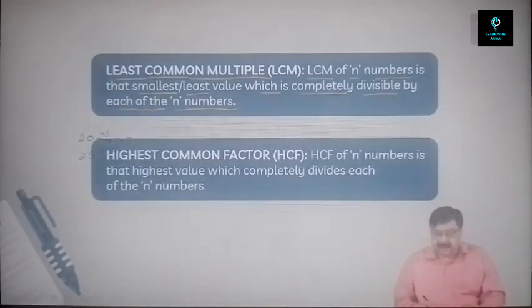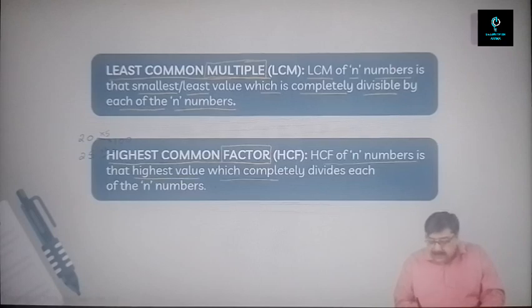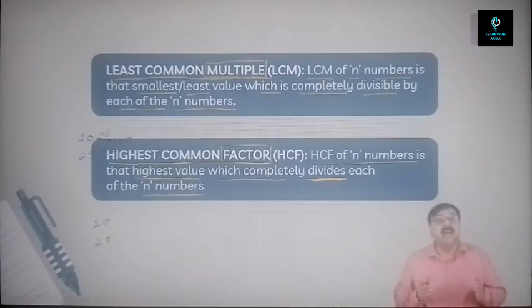Then what is HCF? The full form for HCF is highest common factor. In LCM, we were talking about a common multiple, and here we are talking about a common factor. HCF of n numbers is that highest value which completely divides each of the n numbers. Let us take these two numbers, 20 and 25. Now, which is the highest number which will divide both 20 and 25?